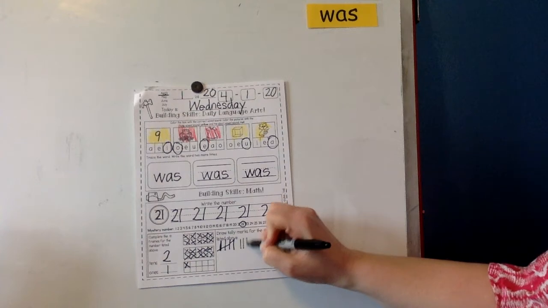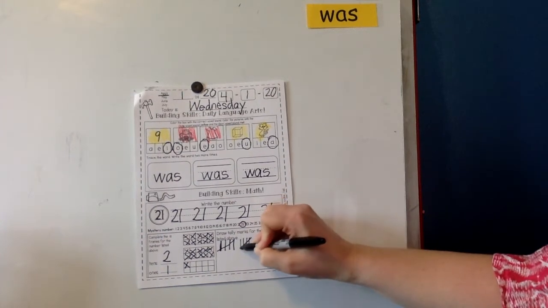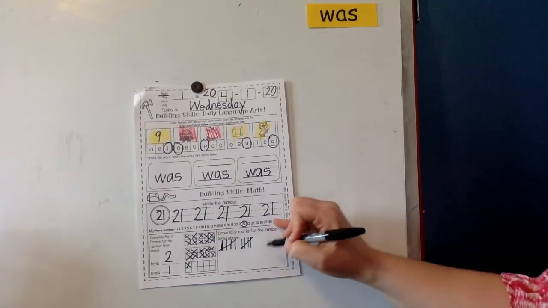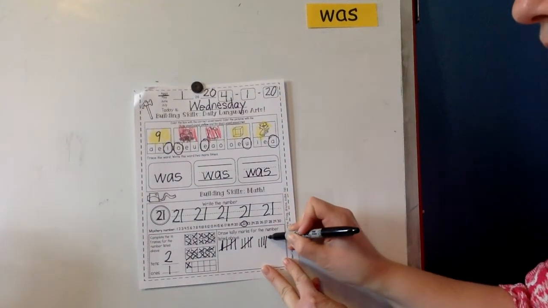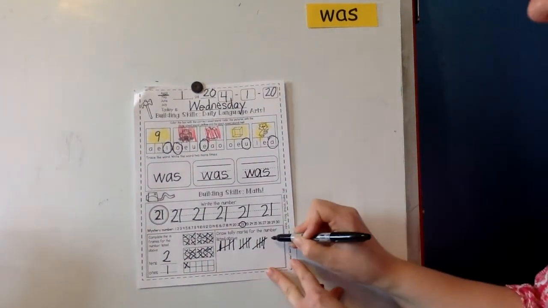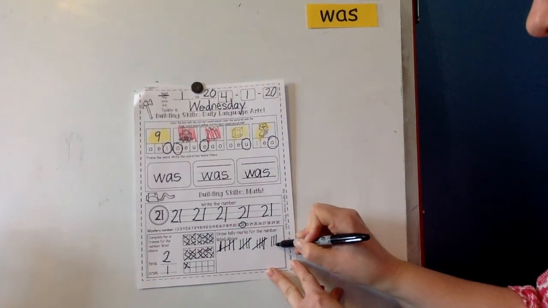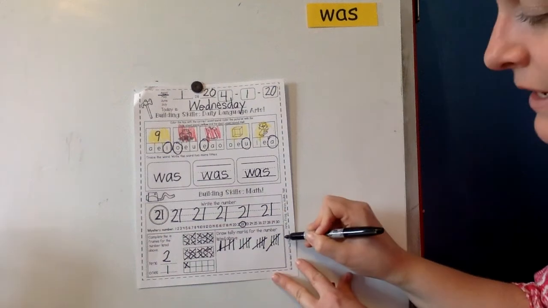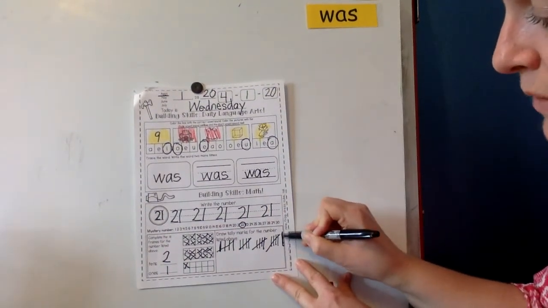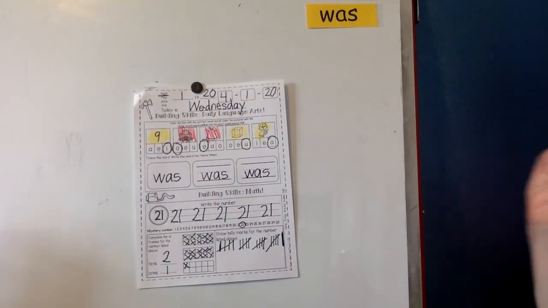1, 2, 3, 4, across for 5. Again, 1, 2, 3, 4, across for 5. And again, 1, 2, 3, 4, across for 5. And then I'm going to do my last one right there on towards the end.